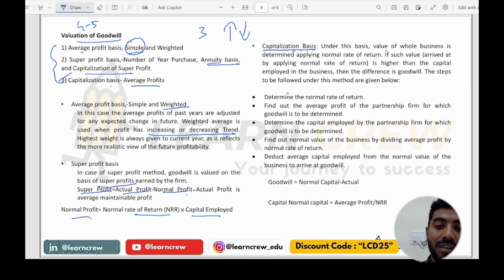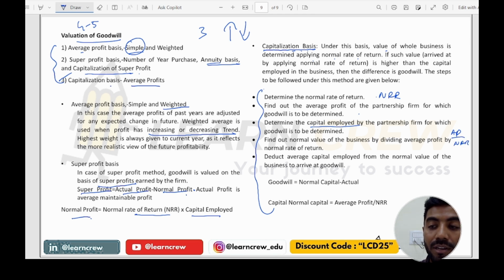Okay. The steps to find the goodwill are given. You have to just follow these steps. Determine the normal rate of return, that is NRR. Find out the average profit of the partnership firm for which goodwill is to be determined. We need to find the average profit first. The normal rate of return will be given in the question itself. Determine the capital employed by the partnership firm, which also will be given in the question itself. Find out the normal value of the business by dividing average profit by the normal rate of return.